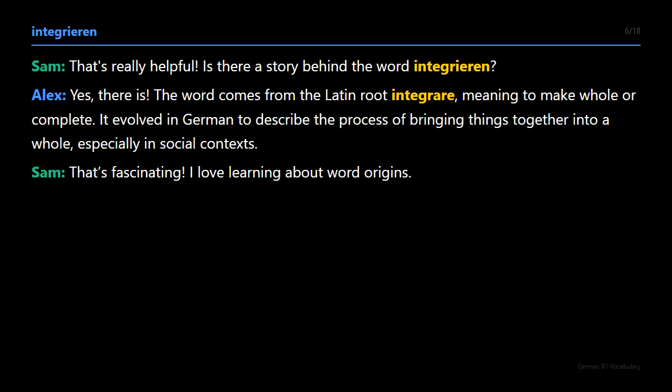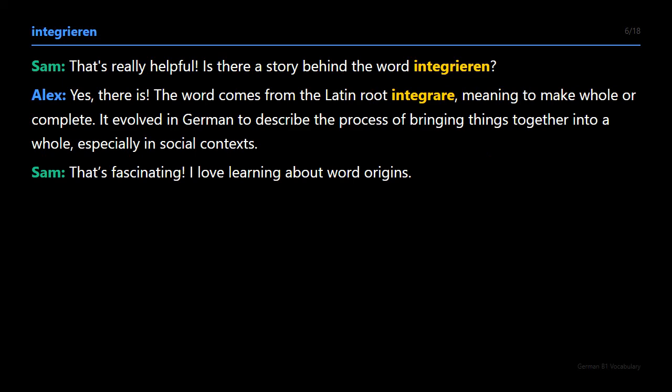Yes, there is. The word comes from the Latin root integrare, meaning to make whole or complete. It evolved in German to describe the process of bringing things together into a whole, especially in social contexts. That's fascinating. I love learning about word origins.